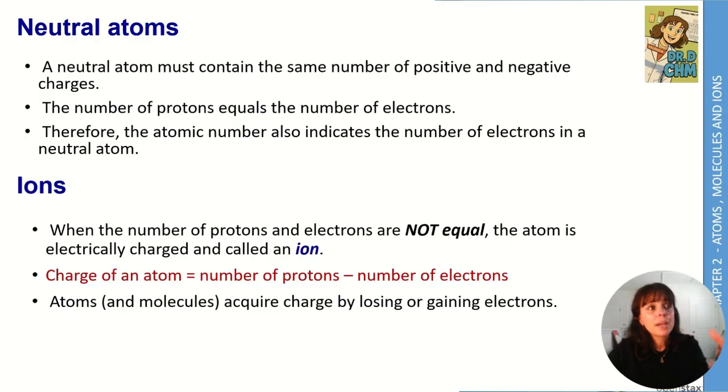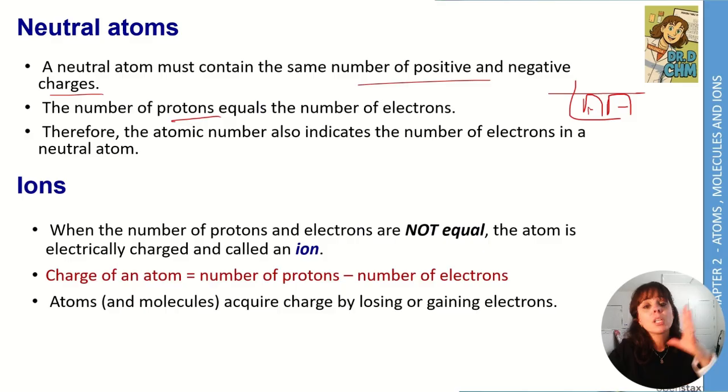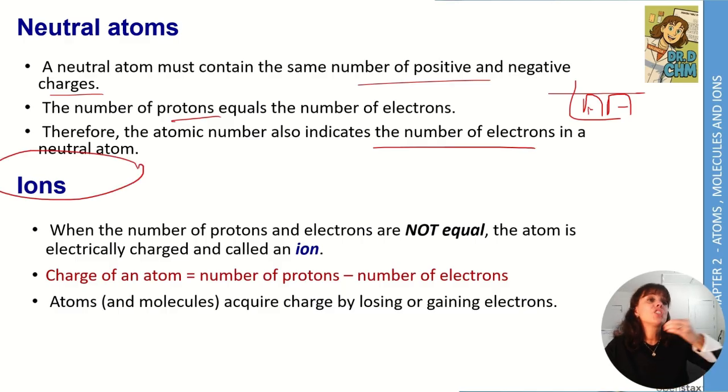So what is the charge? Neutral atoms have no charge at all. They must contain the same quantity of positive and negative charge. So the number of protons must be equal to the number of electrons. Remember the small graphic that I wrote for you? Positive and negative. If they have the same numbers, they are neutral. Therefore, the atomic number also indicates the number of electrons in a neutral element. Ions are when they have a difference, when they lost or gained electrons.